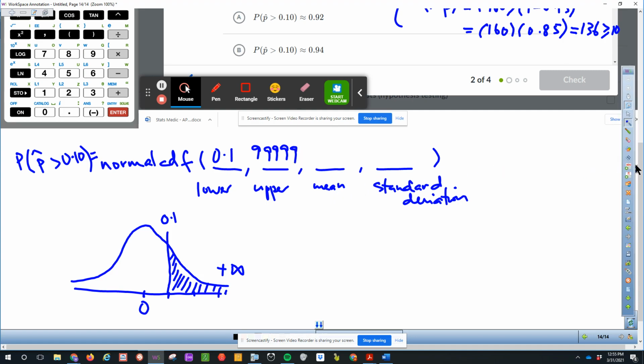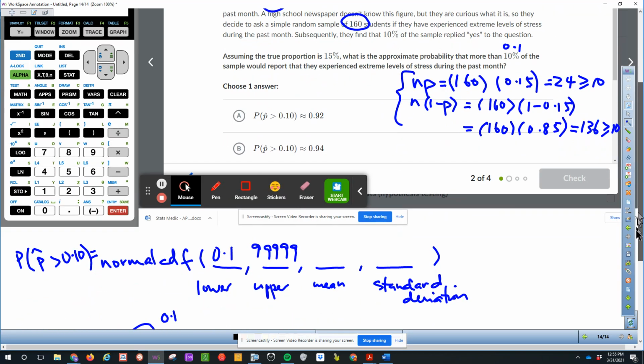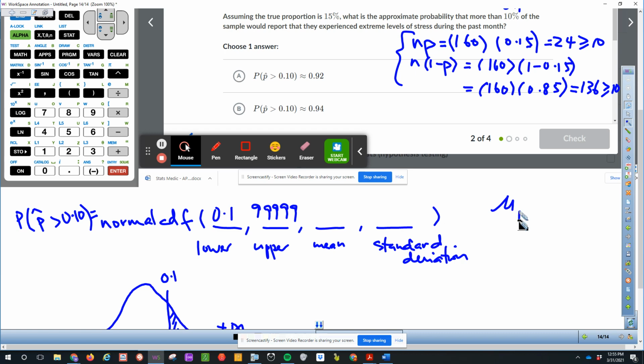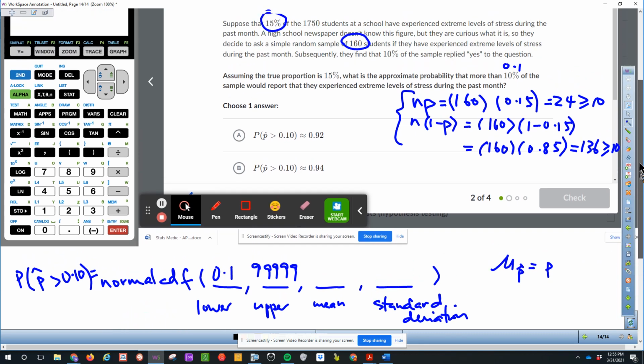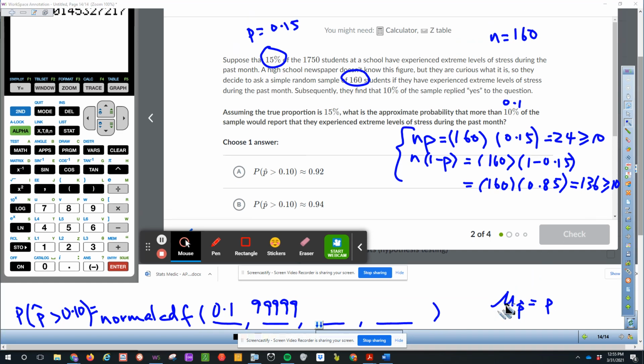What's the mean of this problem? Isn't this equal to p? The mean of the sampling distribution of the sample proportion is equal to the population proportion. And in this case, the population proportion is 0.15, and I can put the 0.15 here.